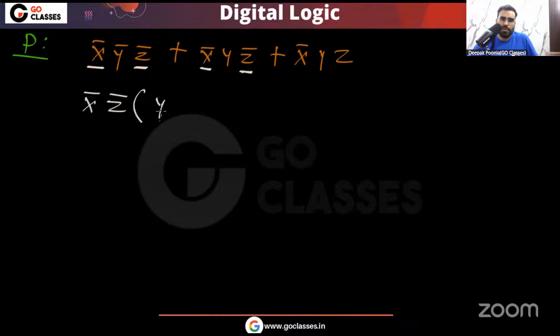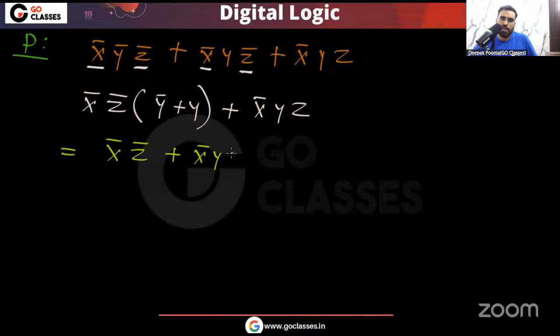Take x bar z bar out. Inside you will get y bar or y, that will be 1. So 1 or alpha is alpha. So here I get x bar z bar, or x bar y z. Here we have x bar in both terms, so you can take this x bar out. Then inside you will get z bar or y z.